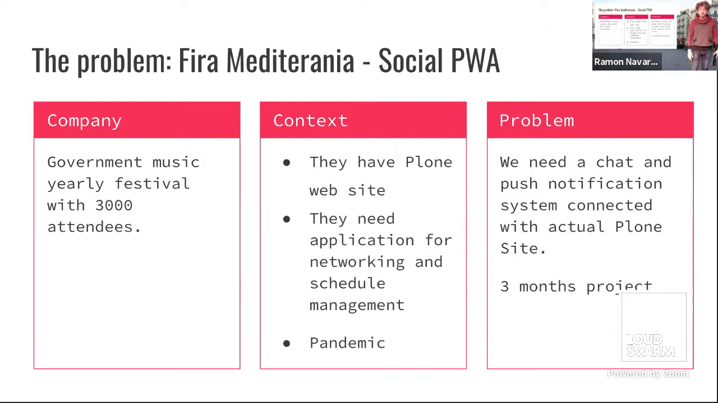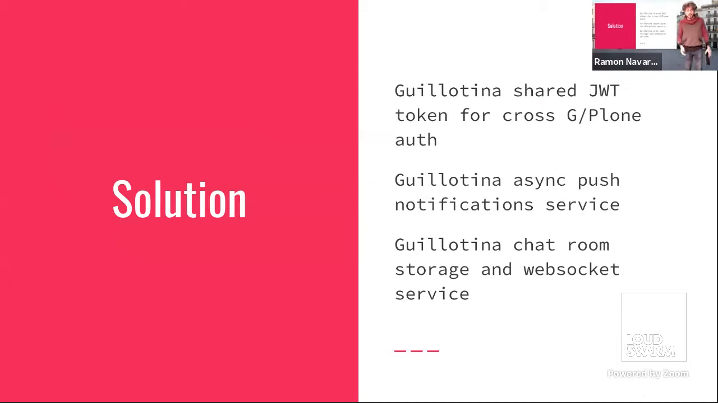So they also wanted an option for the professionals to chat, like a group chat or a one-to-one chat, where people could reconnect and ask for more information about different shows, et cetera. And they had a website, right? So what we decided to do is use Guillotina for building chats, as Socket.IO is really powerful.